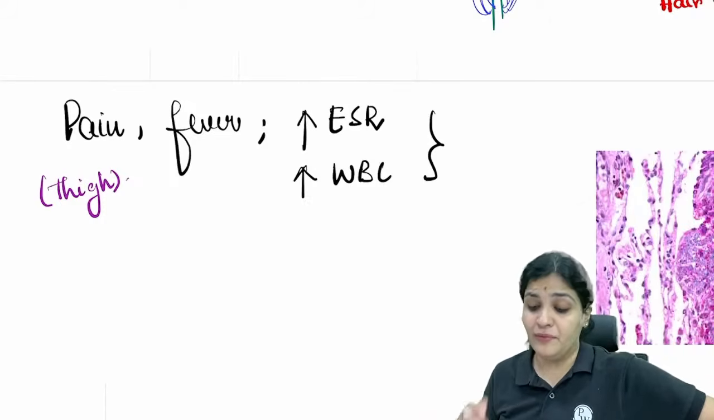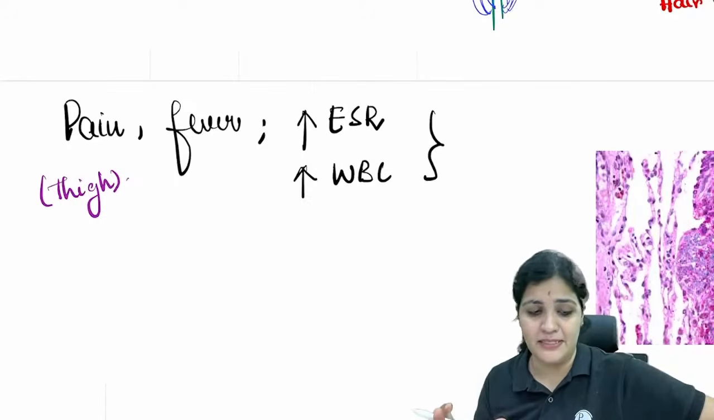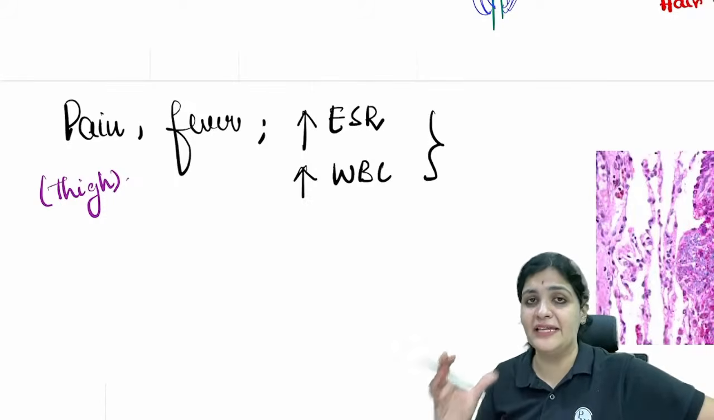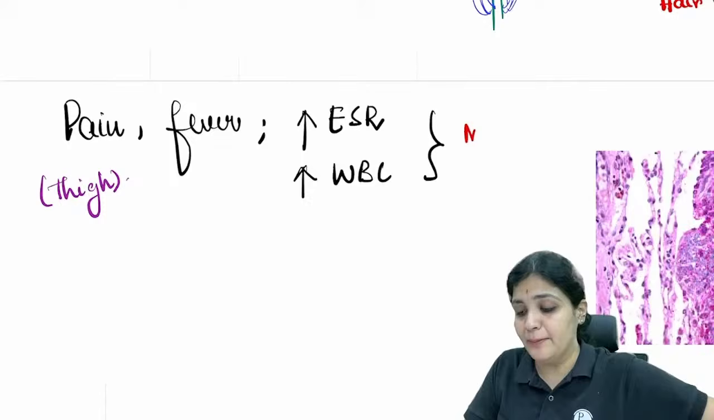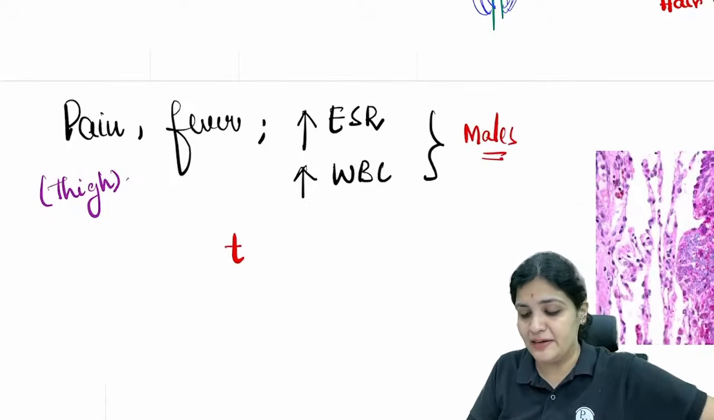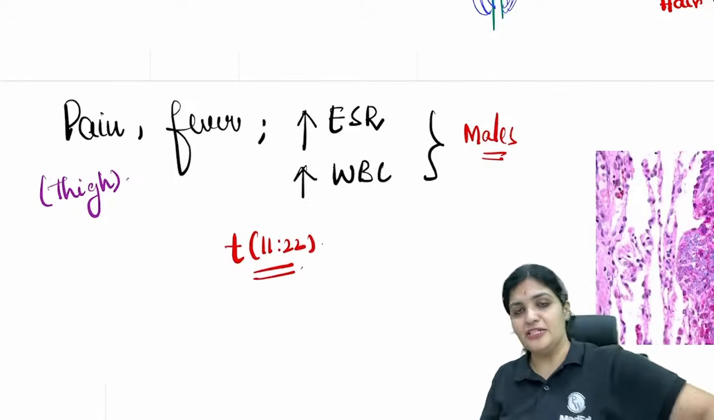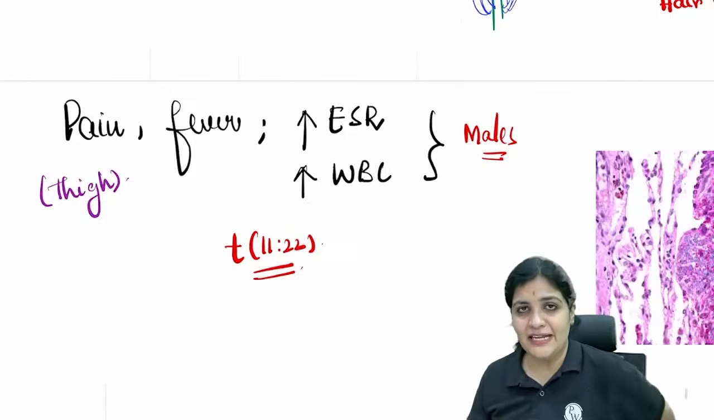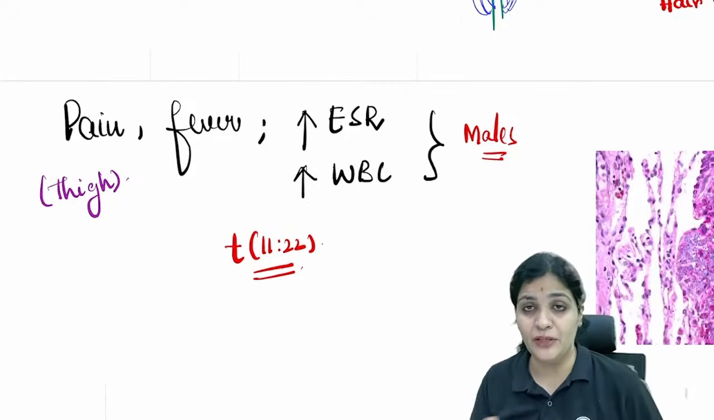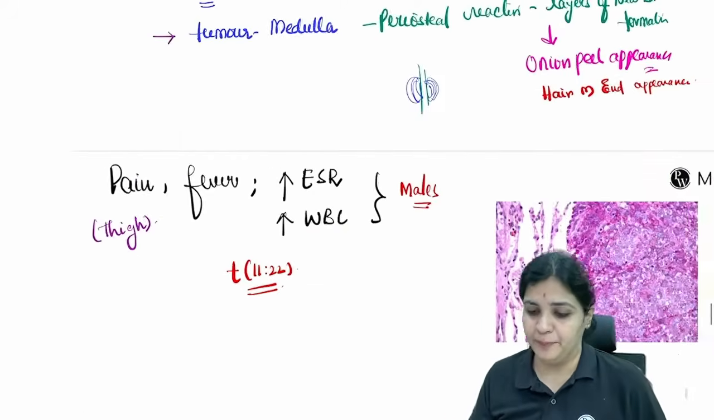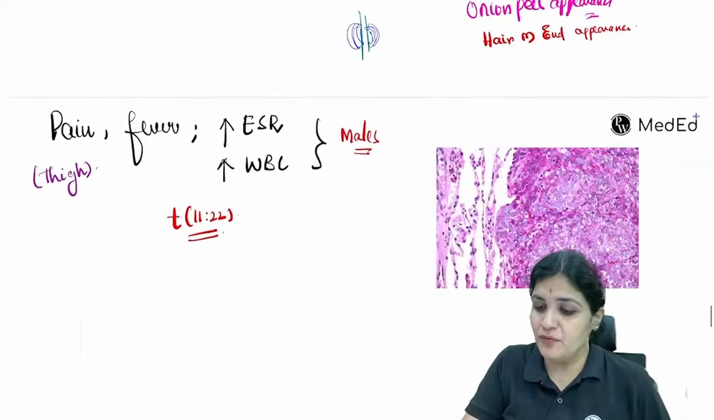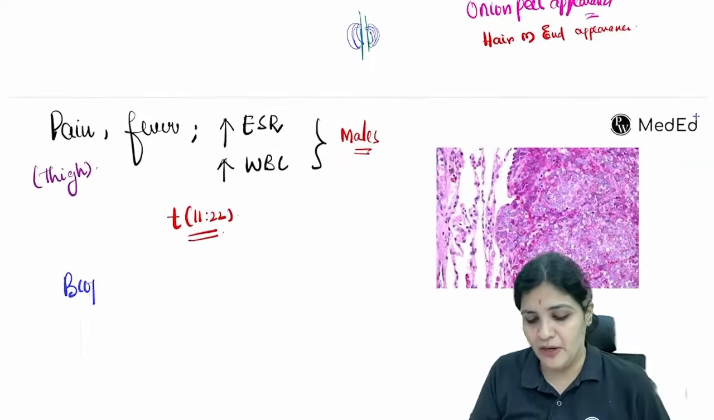So here in Ewing sarcoma, especially, the patient has these particular symptoms like pain, fever, raised ESR, WBC, and usually males are more commonly affected. You also have to remember there is a translocation of t(11;22). This is the translocation which you have to remember, t(11;22), associated with Ewing's sarcoma. Okay, and now when you send for biopsy, what do you see?